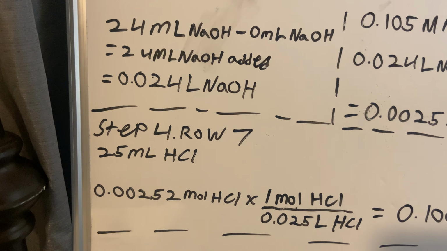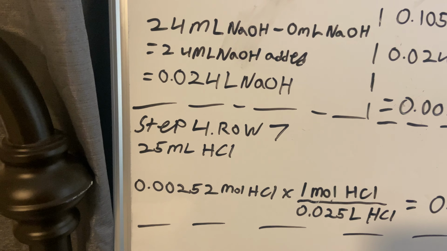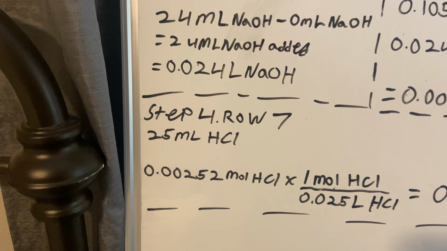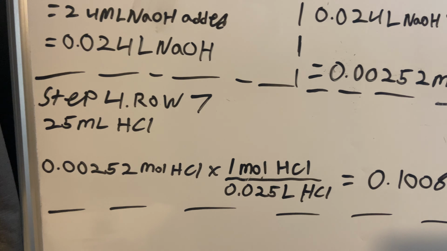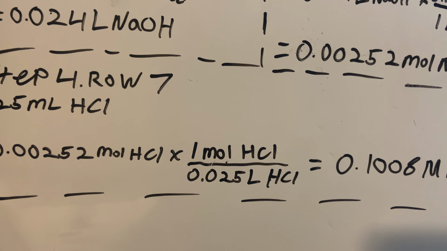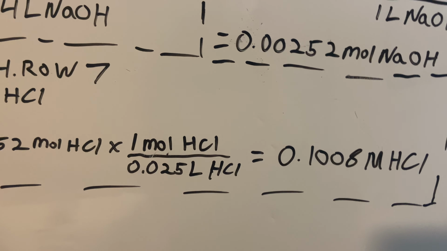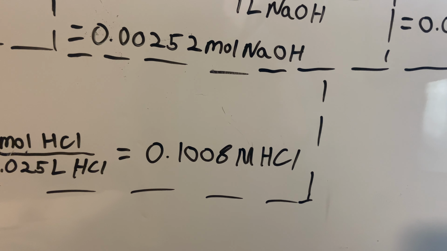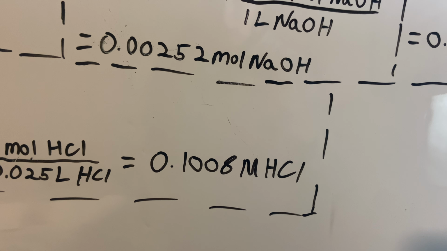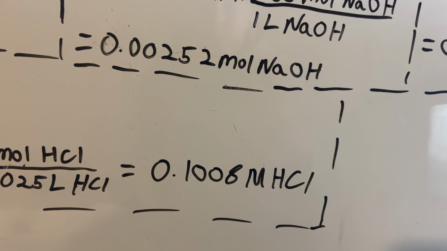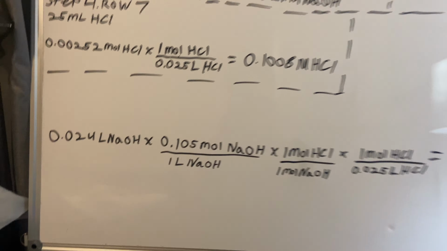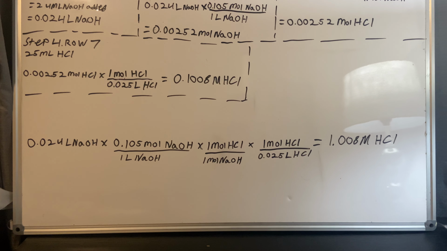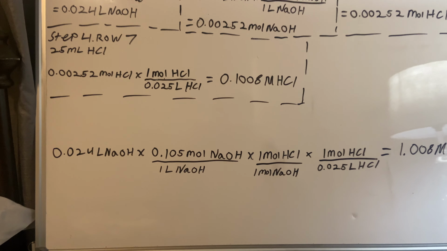For step 4, which was row 7, we had 25 milliliters of HCl, and we take 0.0252 moles of HCl times 1 mole of HCl over 0.025 liters of HCl. This showed us the concentration of HCl that was in the solution, which is 0.1008. This final part is the actual calculations, or the full formula of the calculations of experiment 9.